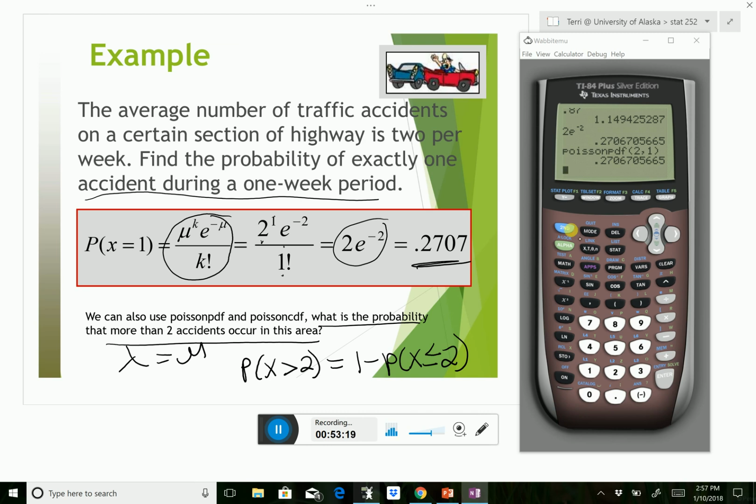So we're going to go Poisson, and now we're going to use CDF. Our mean is still 2. In this case, our x value is also 2. And paste. So the probability that 2 or fewer accidents occur is 0.6767, but we need 1 minus that number. So we have 0.3233. So there's a 32% chance that more than 2 accidents are going to occur at that intersection in a given week. So something that they might want to look at, right?